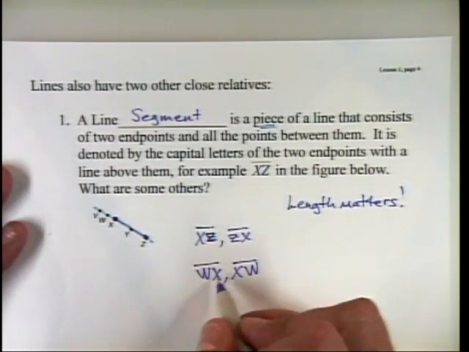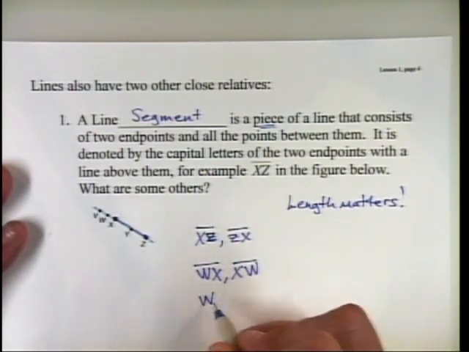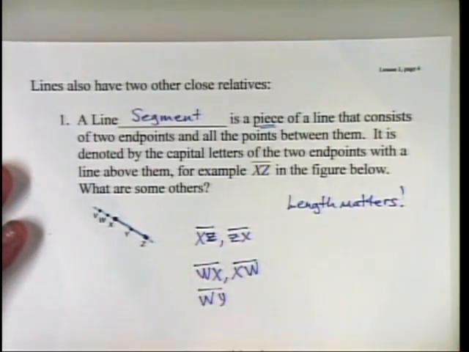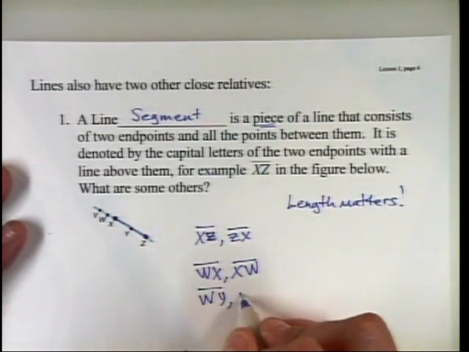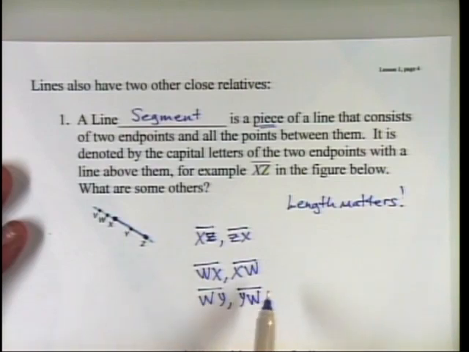But as soon as I change, like if I start at W now and I go to Y, that segment's a little bit longer right in through here. That's a new segment. It is, however, still equivalent to YW. And again, just the line over the top without the arrows means that the length matters and it's a segment.